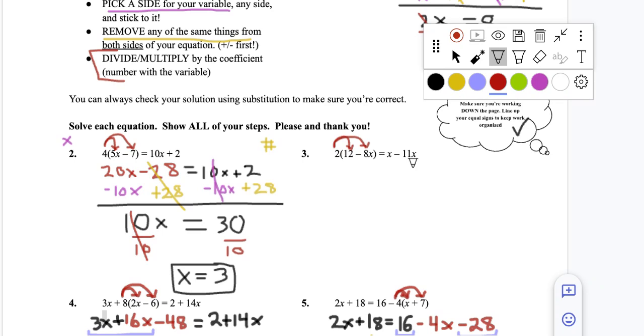Okay, after I distribute the 2, what do I get? 2 times 12. 2 times 12 is 24. Good. Is that right? Yeah, 2 times 12 is 24. 12 times 2 is 24 as well. 2 times negative 8x. Okay, 2 times negative 8x is negative 16x.